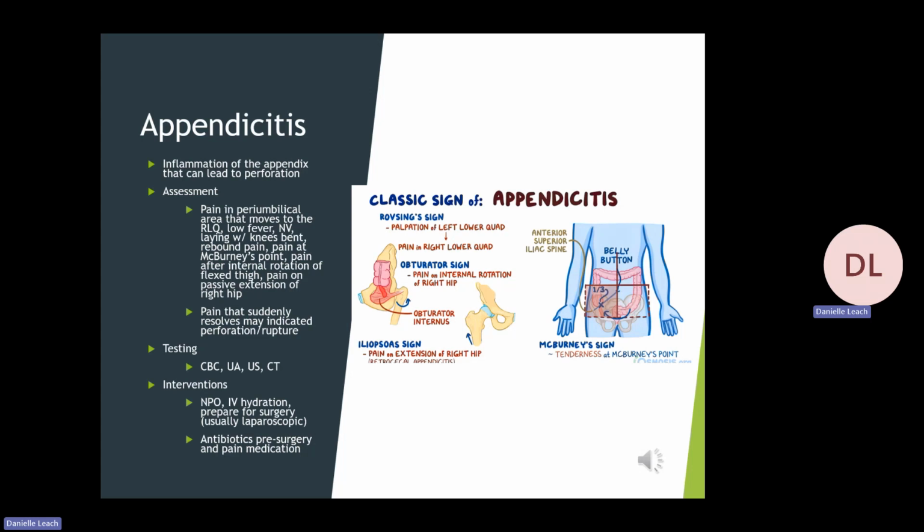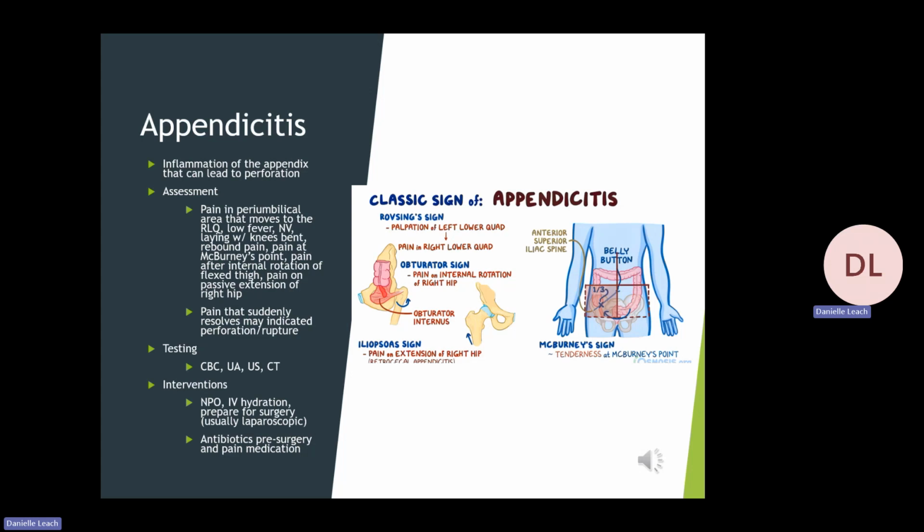They could have pain at McBurney's point, which is just in the right lower quadrant near the hip. They can also have pain when they move their hip in certain ways. So if they internally rotate their hip, they can have pain on passive extension of the hip, which is some of these signs on that left part of the graphic.